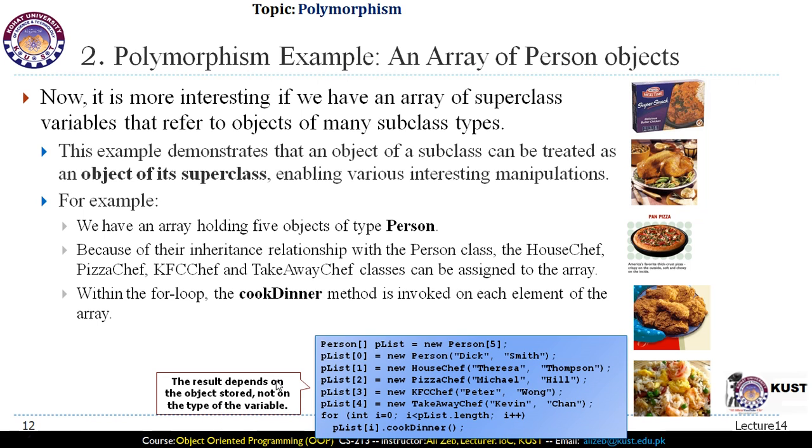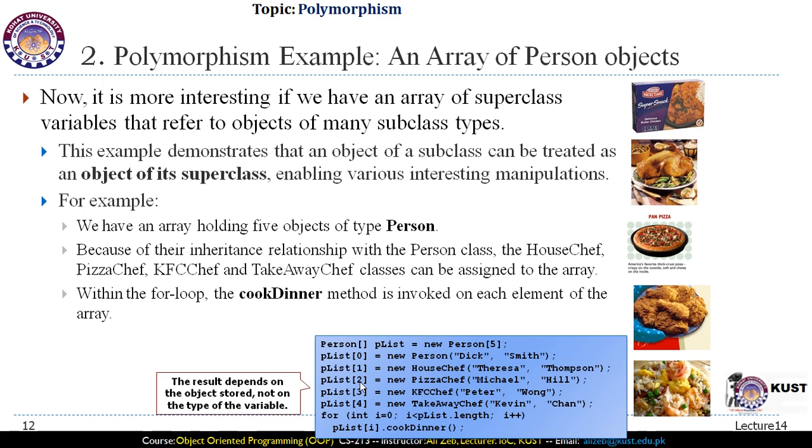For example, this plist0 is storing an object of the person class, so when we call the cook dinner method on this object, it should call the cook dinner method of the person class, and similarly this plist1 should call the cook dinner method of the house chef class, and so on and so forth. So the result of this method call depends on the object stored, not on the type of the variable.